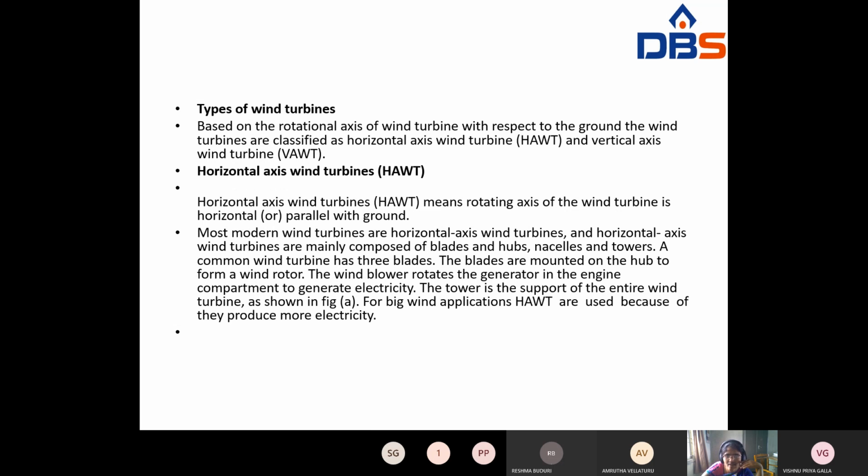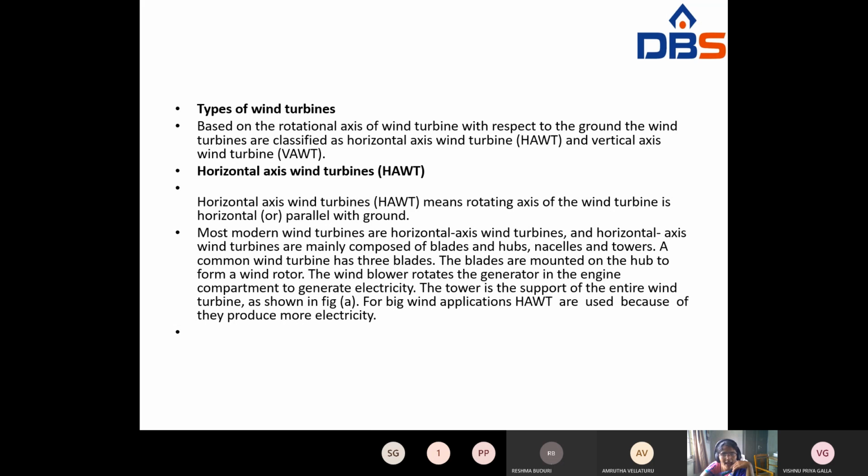So first you can see the types of wind turbines. Based on the rotational axis of the wind turbine with respect to the ground, wind turbines are classified as horizontal axis wind turbines and vertical axis wind turbines. Horizontal axis wind turbines means the rotating axis of the wind turbine is horizontal, parallel with the ground. Most modern wind turbines are horizontal axis wind turbines. Horizontal axis wind turbines are mainly composed of blades, hub, nacelle and tower. A common wind turbine has 3 blades. The blades are mounted on the hub to form a wind rotor, which rotates the generator in the nacelle.